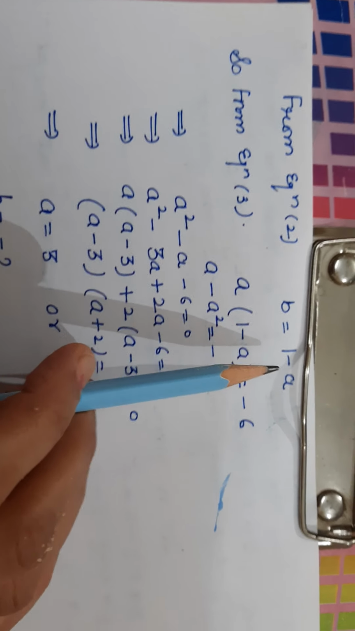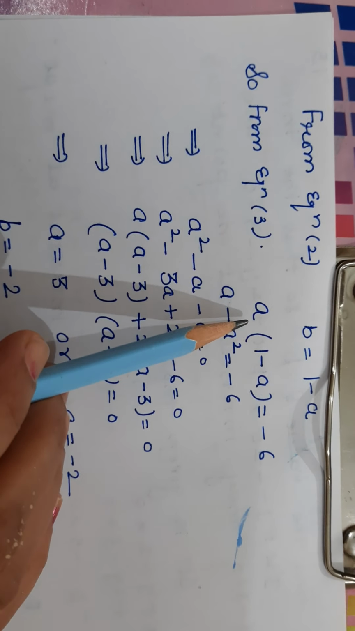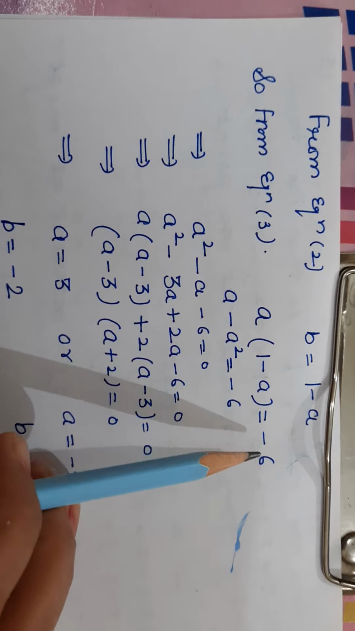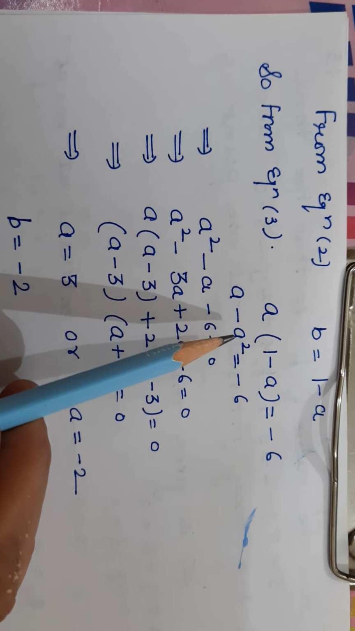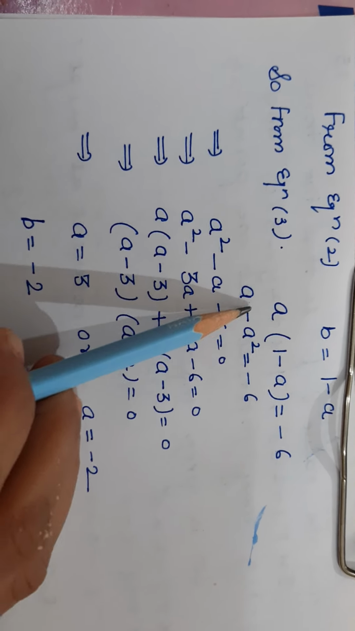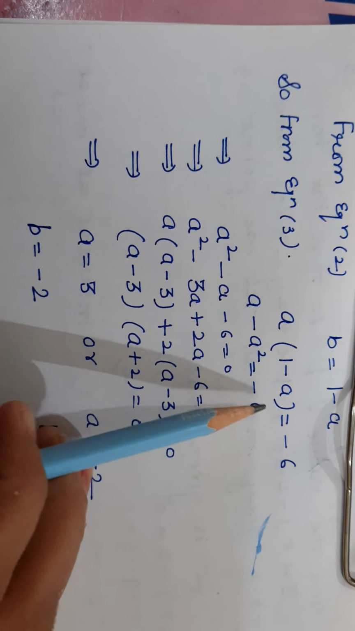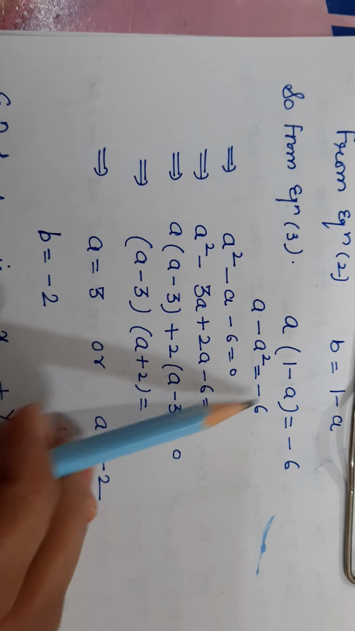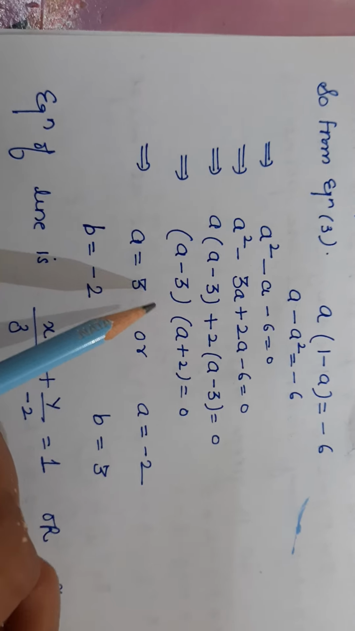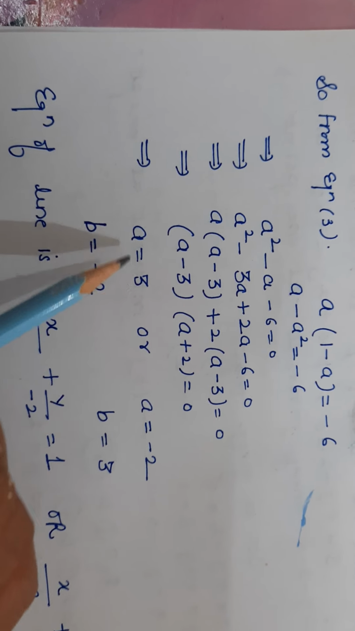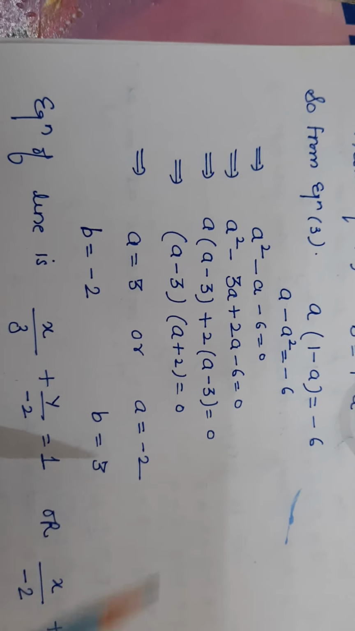So we have B is 1 minus A. Now put the value of B. You will get A into 1 minus A is minus 6. So that means A minus A square is minus 6. Shift these two terms to this side. You will get A square minus A minus 6 equal to 0. Factorize it. You are going to have two values of A. A is either 3 or A is minus 2.